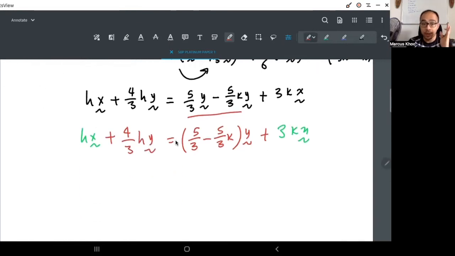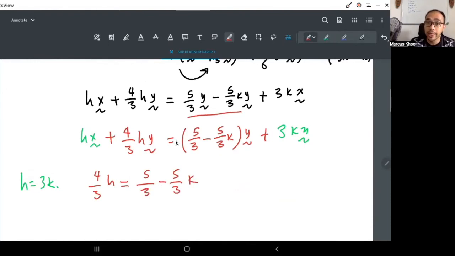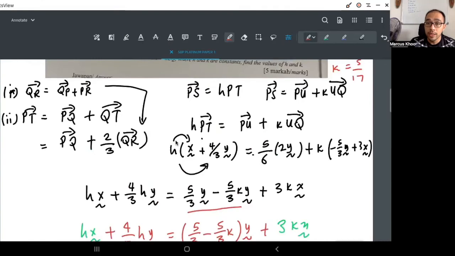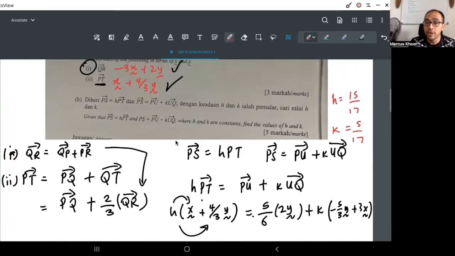Now, since both of these vectors are the same, we can compare. The green color, the x vectors, will give me h equals 3k, and the red color will be 4 over 3h equals 5 over 3 minus 5 over 3k. I can use this to solve for h and k. So I'll get h equals 15 over 17 and k equals 5 over 17.